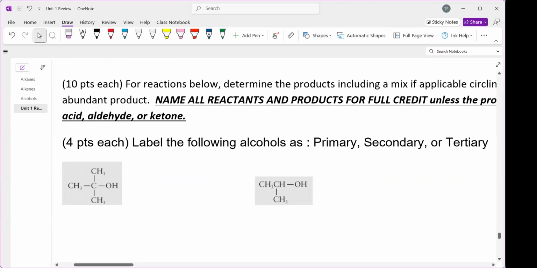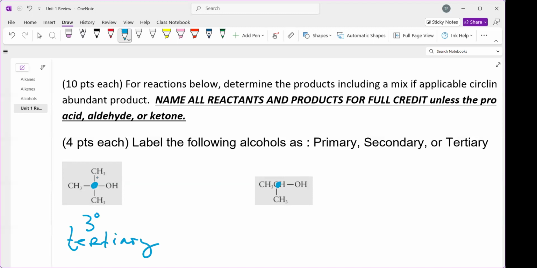Okay, label the following alcohols: primary, secondary, tertiary. Okay, so we have how many? Now this is going to be the carbon the OH is attached to. So how many hydrogens are on the first one, on that carbon that the OH is attached to? None. The OH hydrogen doesn't count. It's the hydrogens coming off of the carbon. So that means that's a tertiary or 3rd degree. On this one here, that's the carbon that the OH is attached to, so how many hydrogens are there? One. Okay, that means that's a primary.